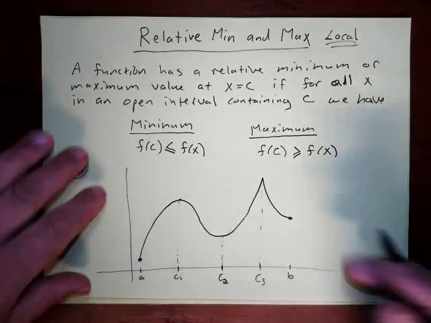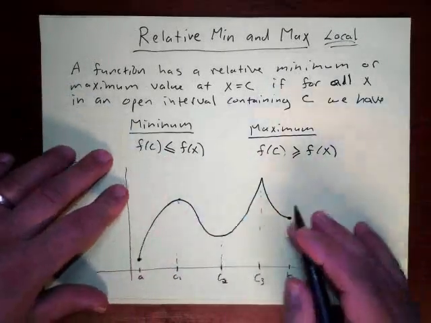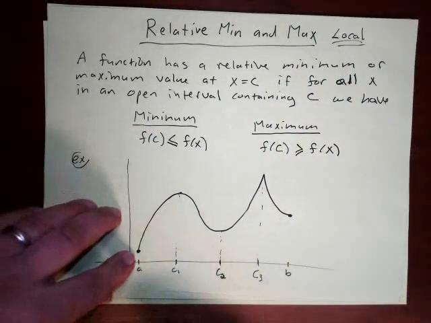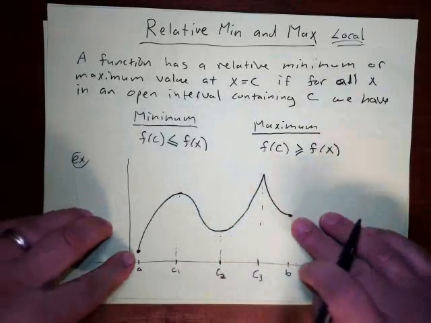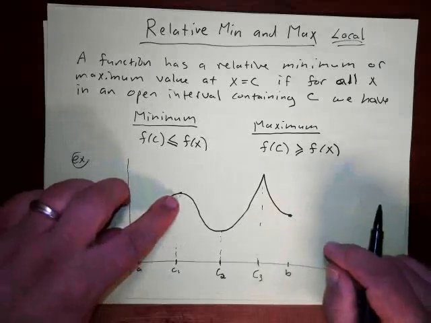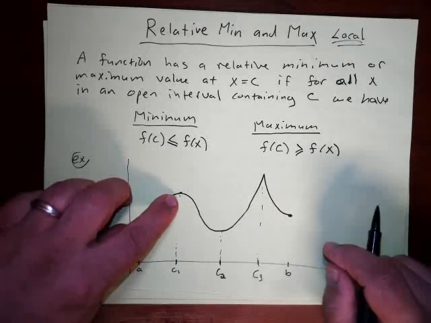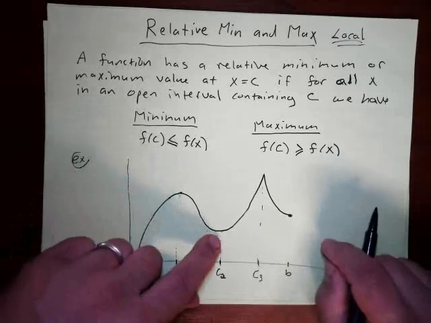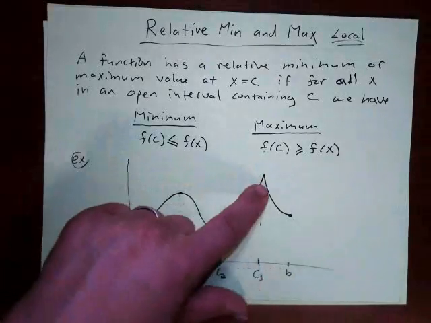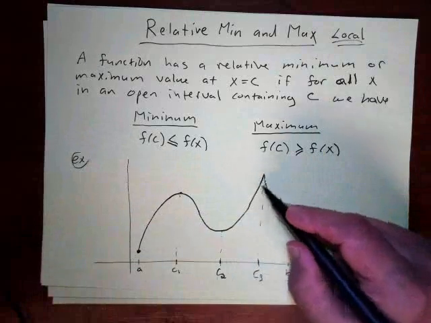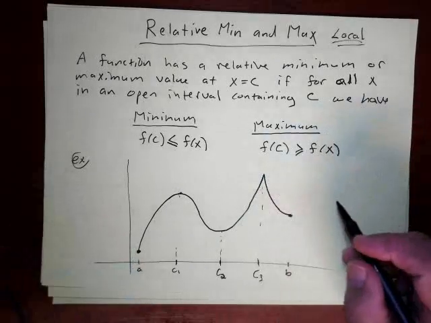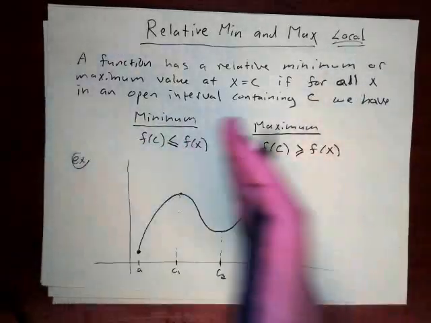Okay, so if we looked at this entire thing, these are some interesting things. So this endpoint is actually a minimum value. It's actually the absolute minimum value over the whole function from a to b. Okay, this is a local minimum value, or local maximum value. It's not the absolute maximum value. This is a local minimum value. It's not the absolute minimum value. This is a local maximum value, but it's also the absolute maximum value over the interval a to b. It doesn't get any higher than that. That's the highest value over that whole interval.